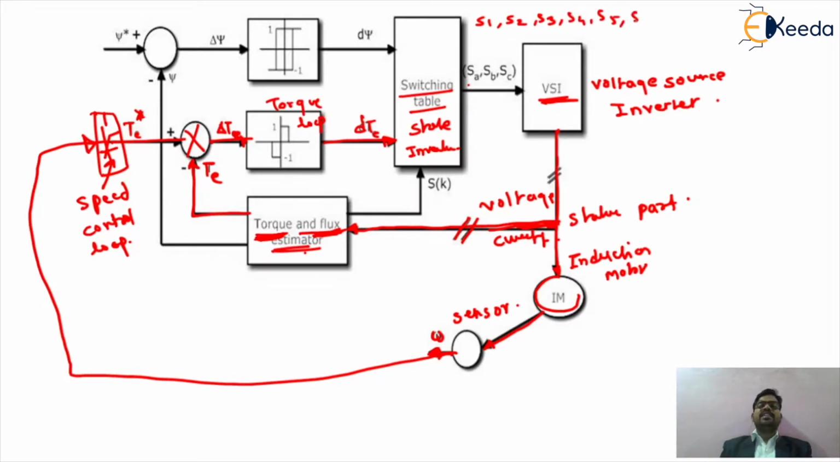S5, S6. Okay, so depending upon that, we are getting the values of SA, SB, SC, because as we know, in the three-phase voltage source inverter, we are using the three-leg or three-phase supply. So the switching of that particular switch will be treated as SA. So this will be SB, SC. So it is SA, so it is SB and SC. This will be represented by this circuit.